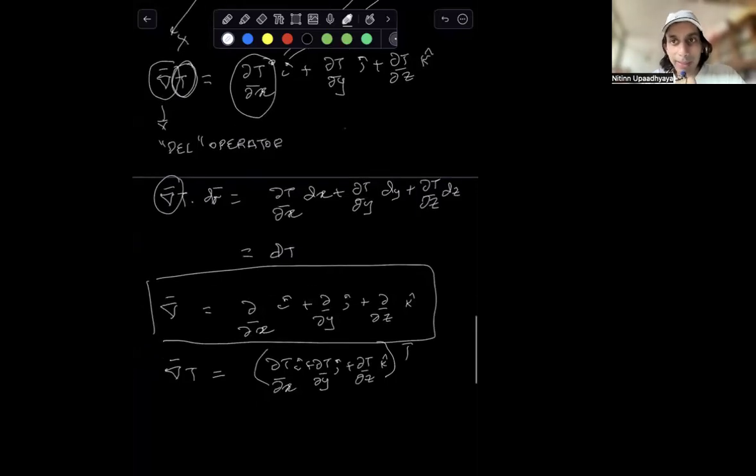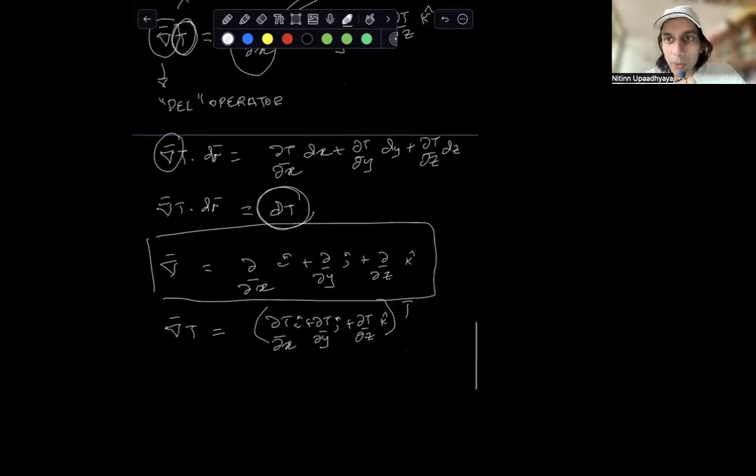And one of the things that it has allowed us to do for now is to express the total change in the temperature field, which is a scalar field, in a very, very terse notation, which is you take the del operator operated on the temperature field and just take the dot product of this with the position vector connecting the neighboring points across which you want to measure the change in the temperature field.